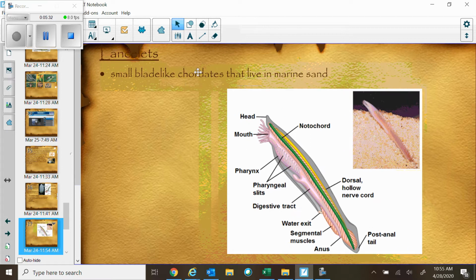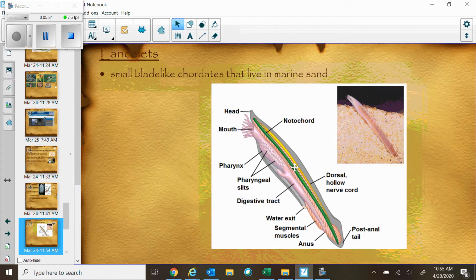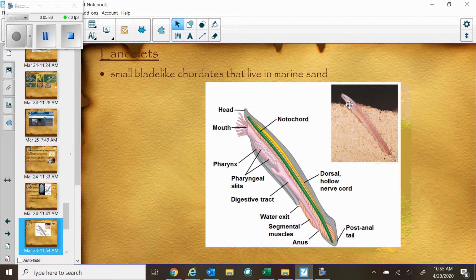Let's move this right there. Small blade-like chordates live in the sand, so you can see how it kind of burrows into the sand. And there's the four major characteristics. This looks largely like some sort of fish, and you'd probably confuse it for that if you were to stumble across it in the water.